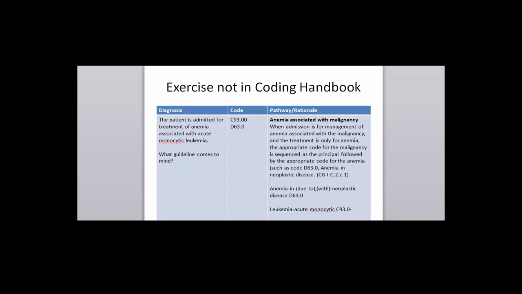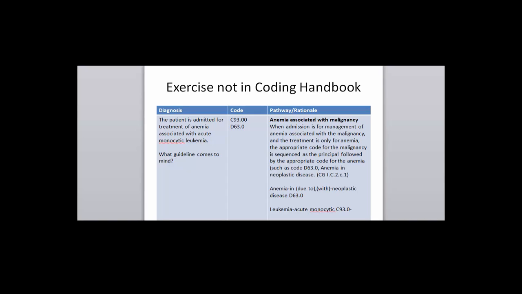And here's another exercise not in the coding handbook that's very common in the hospitals, and that is when you have an anemia associated with the malignancy. If the patient is admitted for treatment of the anemia associated with acute monocytic leukemia, you're going to sequence the malignancy as the principal, followed by the code for the anemia as your secondary code. And here I have the pathway: the main term is anemia.